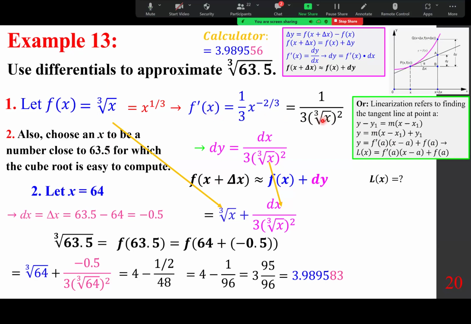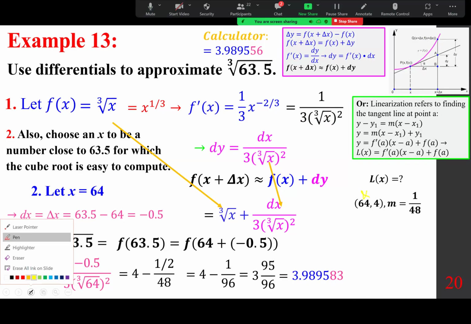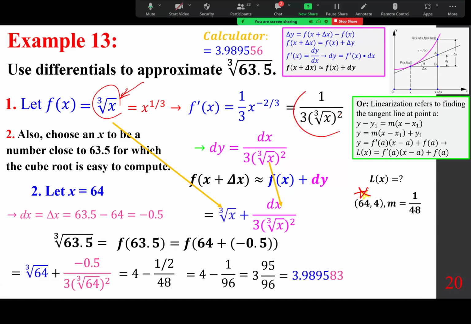F prime of x. Remember, if you put 64, you get 4. Square it, 16 times 3. It's 48. 1/48. So put the number 64 into this to get the y coordinate, into this to find the slope. Point slope, y minus y1, meaning y minus 4 equals 1 over 48, x minus 64.